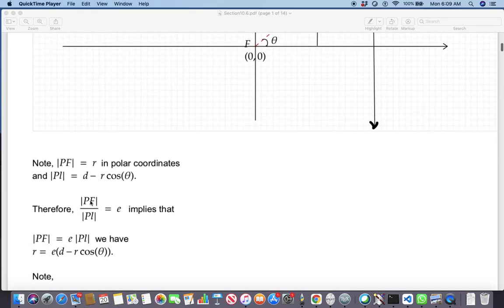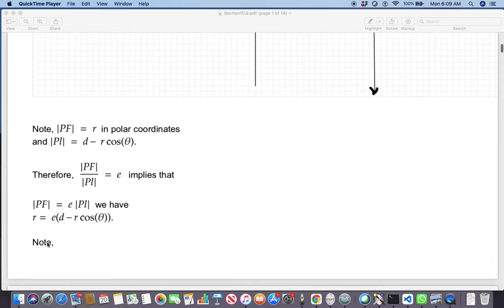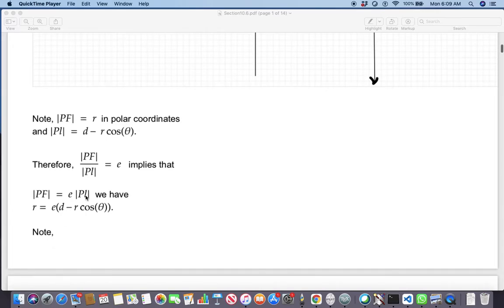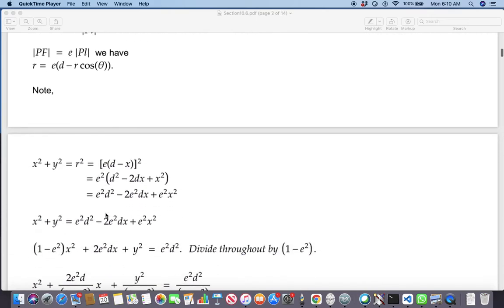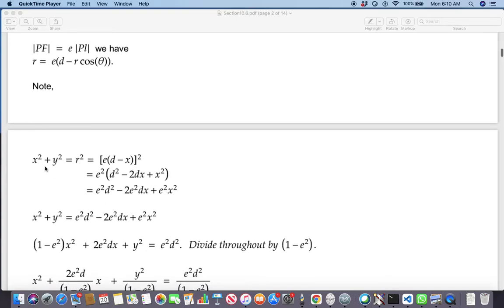Moreover, the ratio of the distance of P from F over the distance of P from L is e, which implies the distance of P from F equals e times the distance of P from L. So this is r equals e times (d minus r cosine theta). Notice, what is r squared? x squared plus y squared. So r squared, on the other hand, if I square this, I get e times (d minus x) quantity squared, since r cosine theta is x.